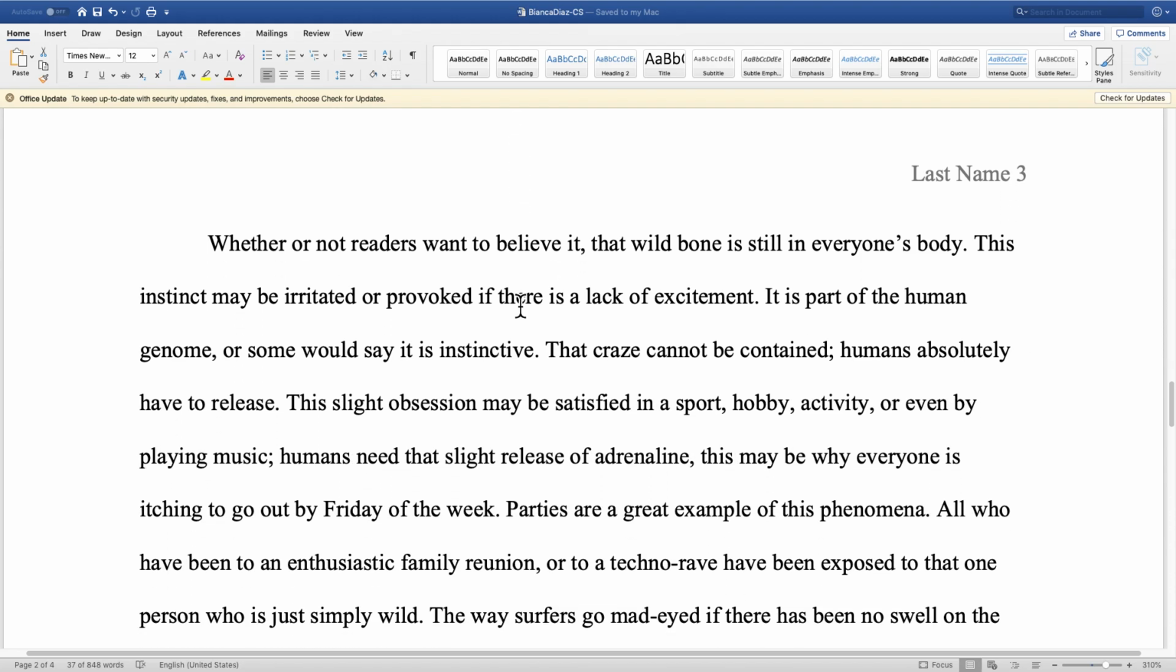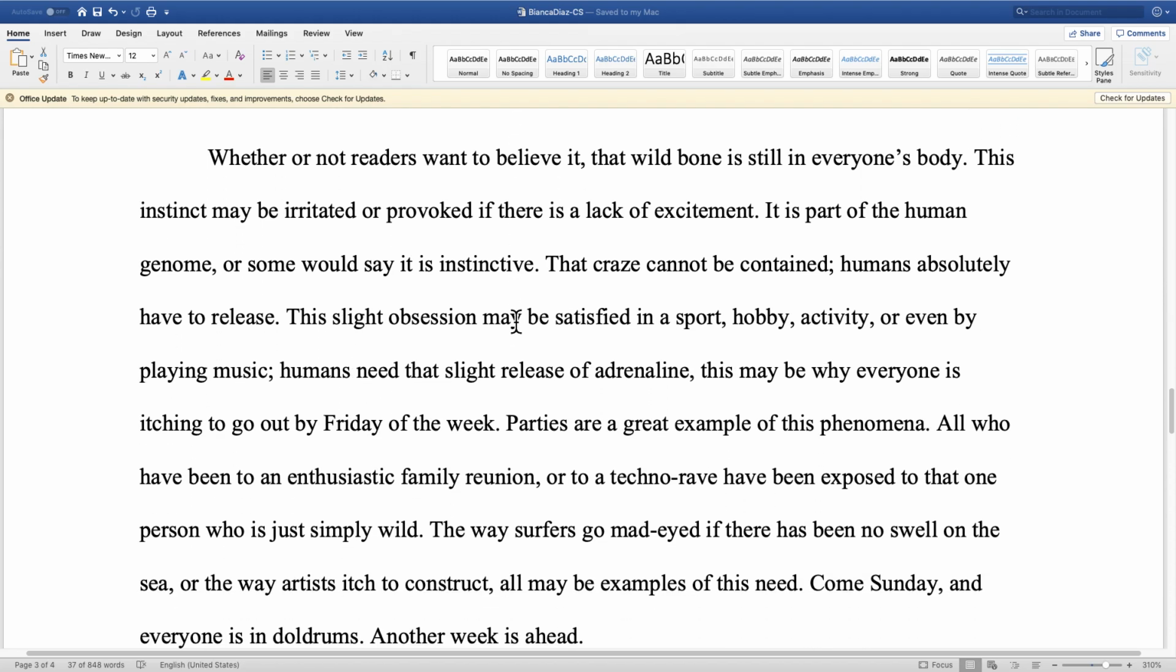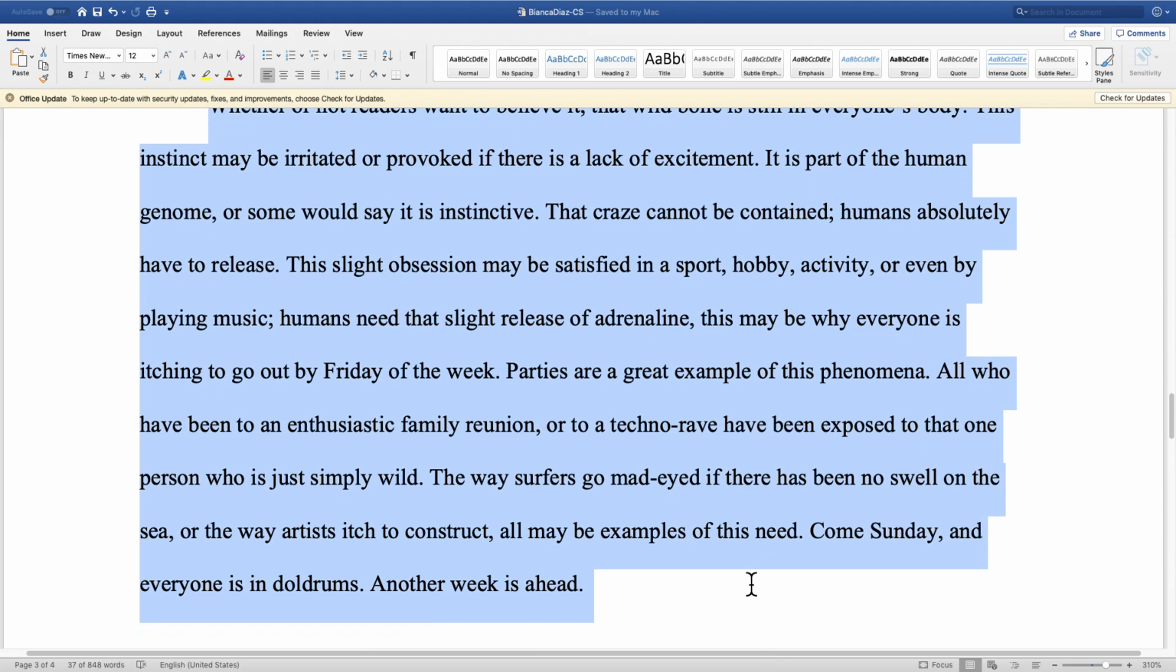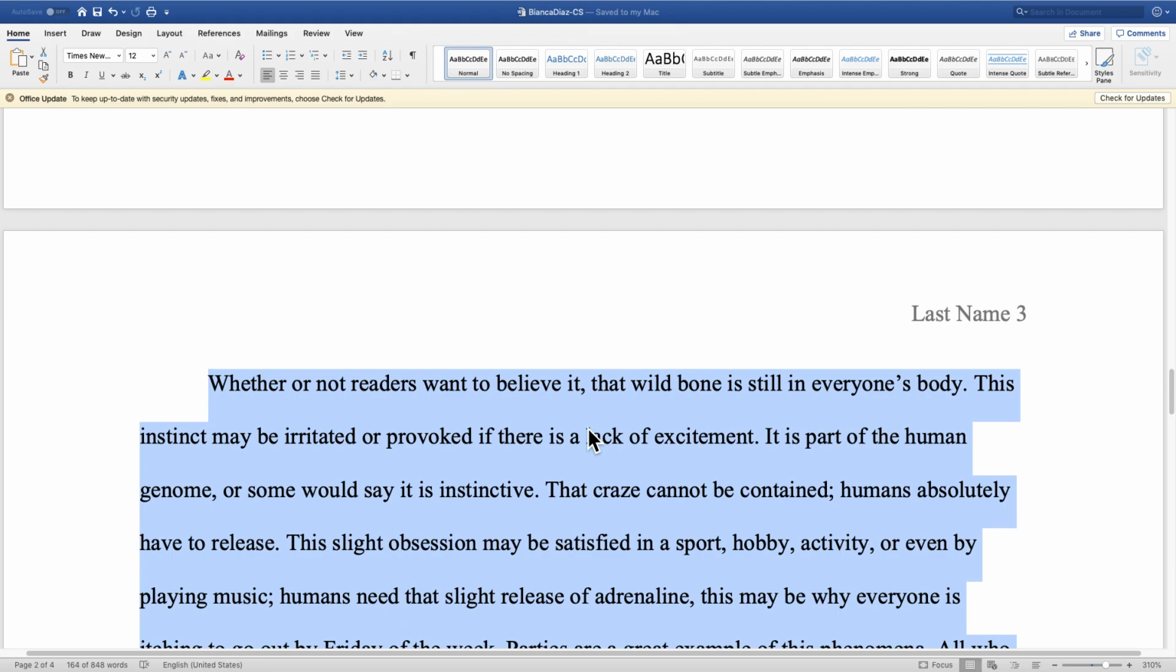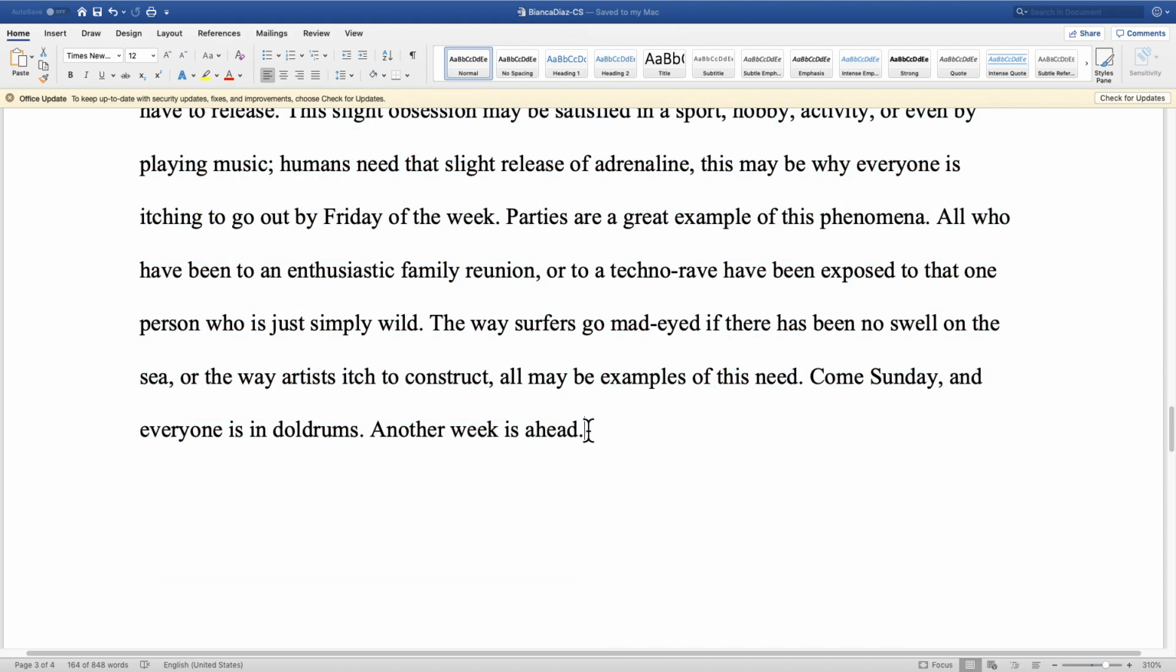Then the very last paragraph of a composition essay is called the conclusion. So, you want to make sure when I talk about your final body paragraph, I am not talking about the final paragraph of the essay. The final paragraph of the essay is the conclusion.